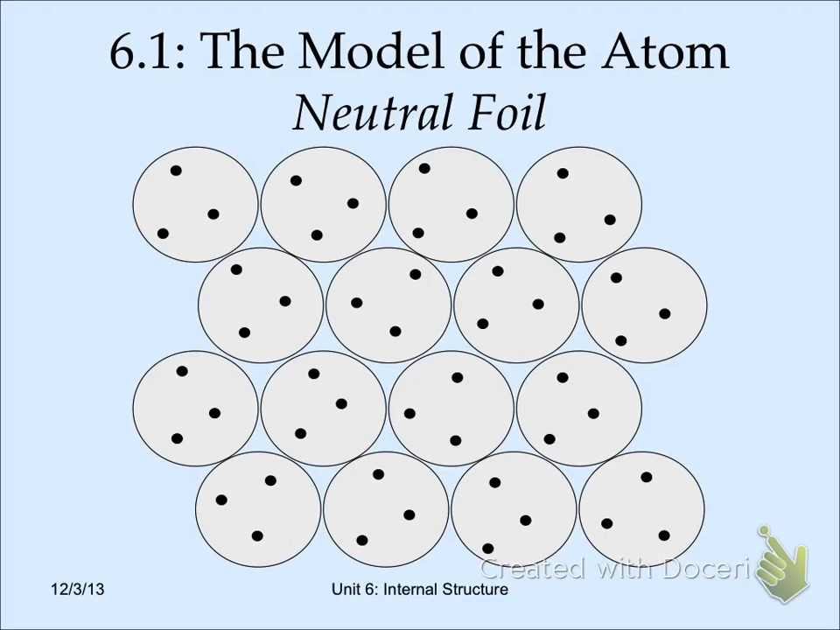So let's think about this. Here's the neutral foil. This is the picture of the foil. And each one of these circles is an aluminum atom with the electrons dispersed throughout. Now, let's bring the top tape towards the foil.